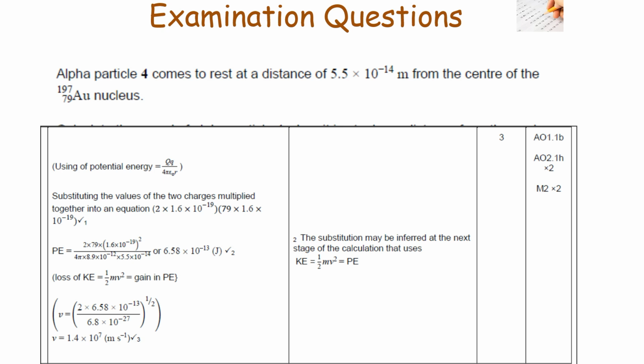Now what's very important when you do this is you recognize what Q1 and Q2 are. Q1 is the charge of the alpha particle, so it's 2 times 1.6 times 10 to the minus 19, whilst Q2 is the charge of the gold nucleus, which is going to be 79, because that's the number of protons, as you can see from the question, times 1.6 times 10 to the minus 19 coulombs. And then you can work it through, and you get an answer of about 1.4 times 10 to the 7 meters per second.